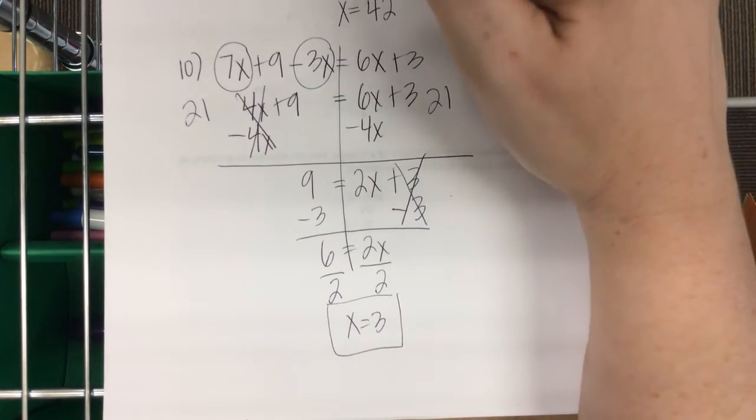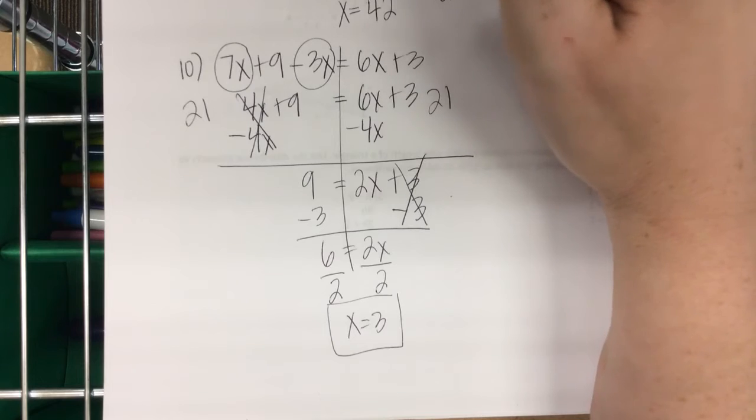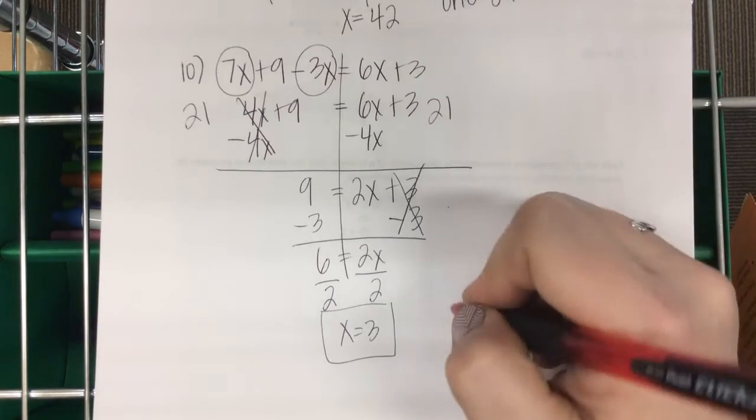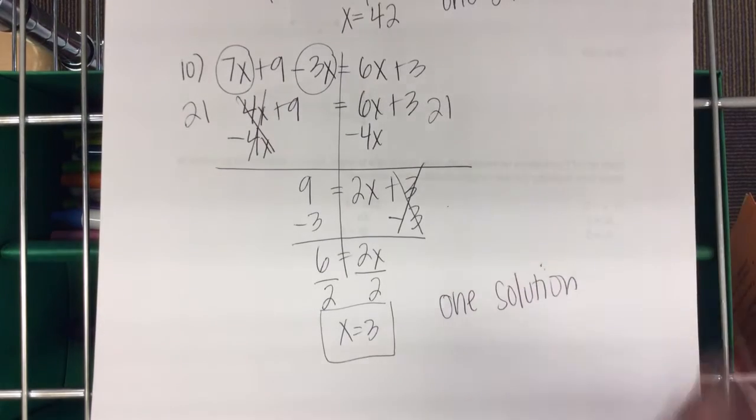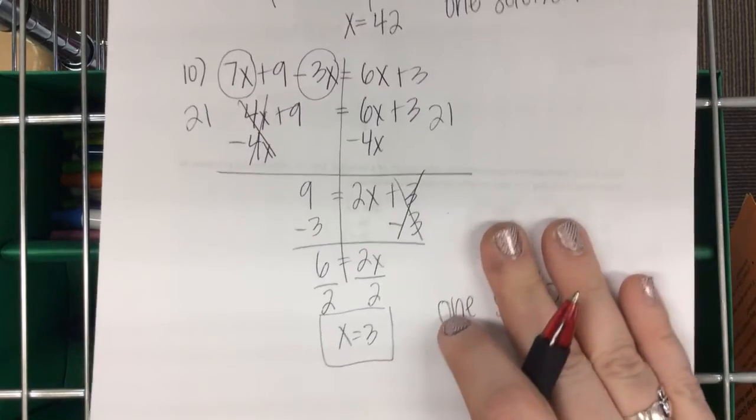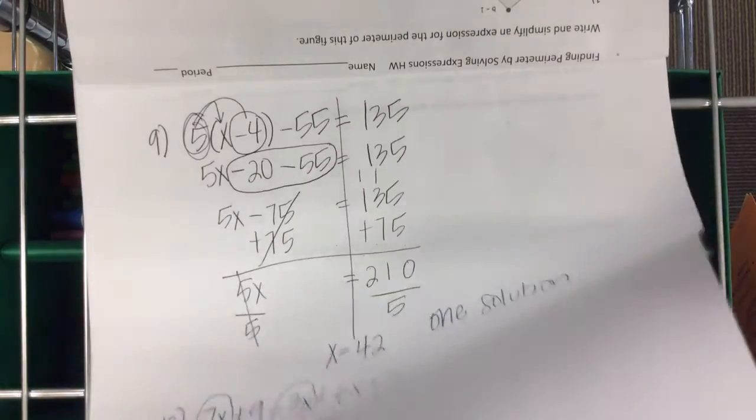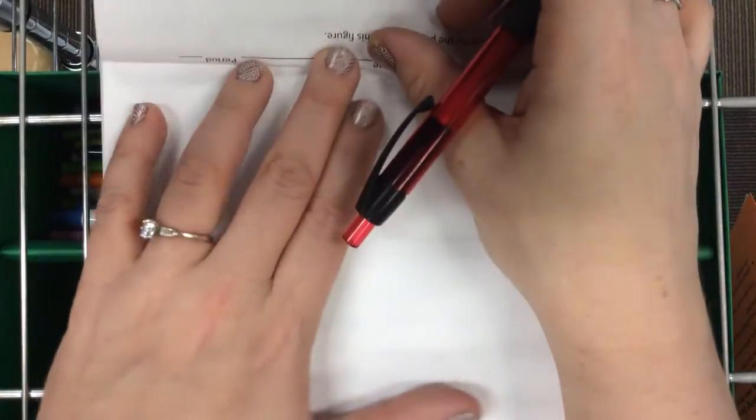These problems said, how many solutions are there? This has one solution, because there's an answer. There's one answer. On your final, it's just going to say find the answer, most likely.